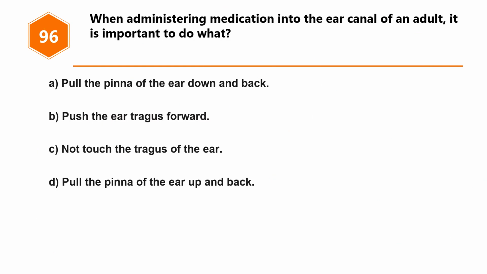Question 96. When administering medication into the ear canal of an adult, it is important to do what? Option A, pull the pinna of the ear down and back. Option B, push the ear tragus forward. Option C, not touch the tragus of the ear. Option D, pull the pinna of the ear up and back.